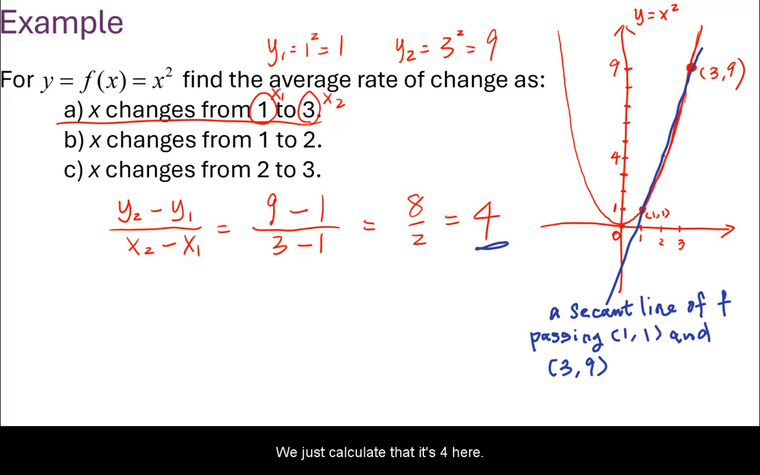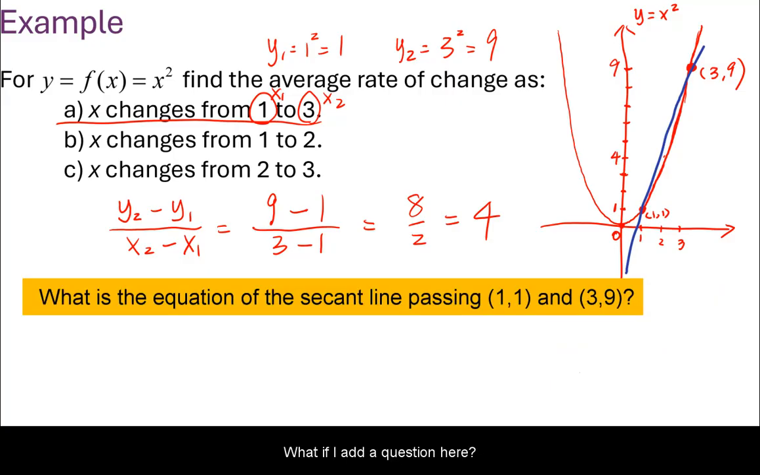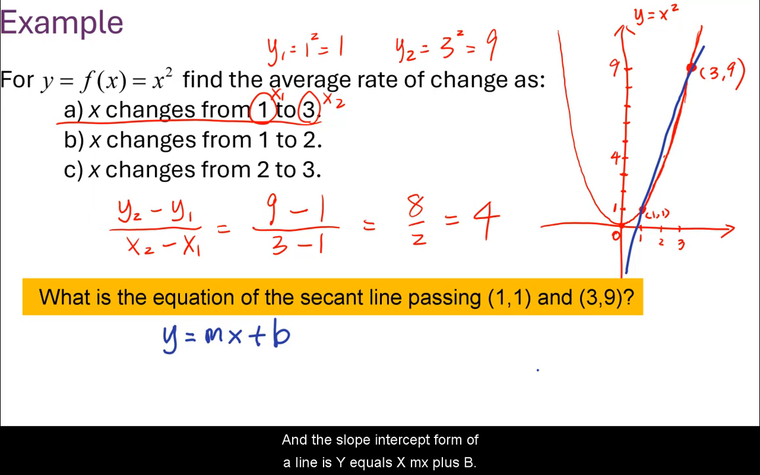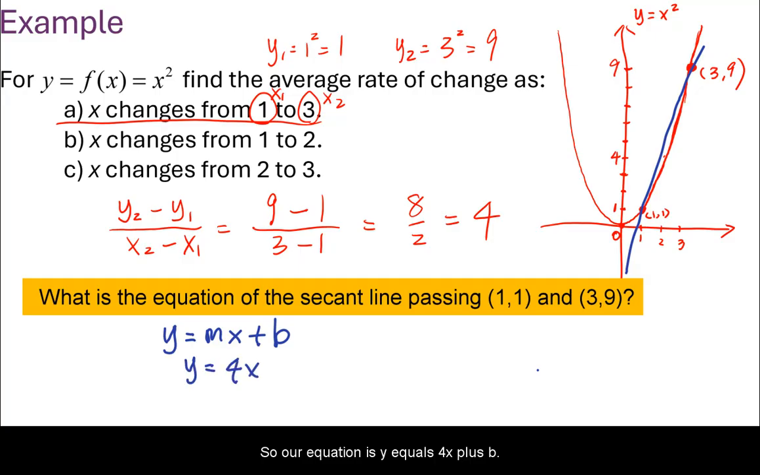It's 4 here. What if I add a question here? What is the equation of the secant line passing 1, 1, and 3, 9? How do we answer this question? Well, we know the slope of this secant line is 4. And the slope-intercept form of a line is y equals mx plus b. And here we know the m, which is the slope, is 4. So our equation is y equals 4x plus b. Now we just have to find the b.